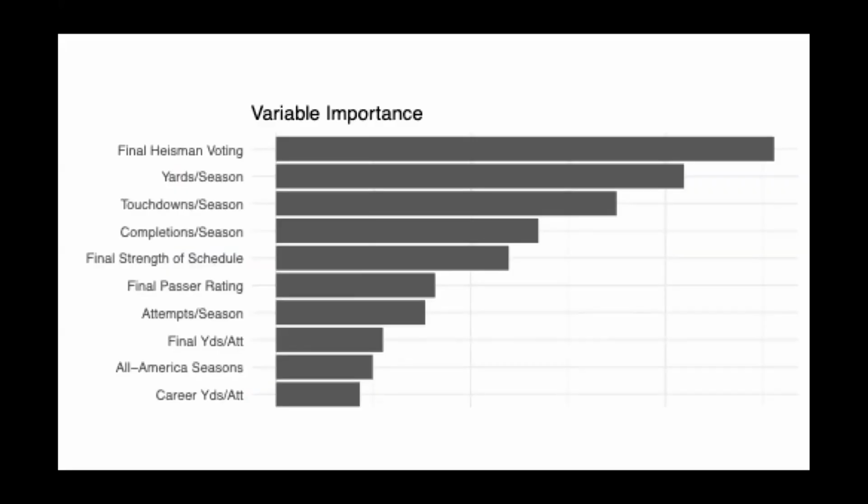So right here, unfortunately, it looks like it is a little bit blurry, but we have the variable importance from our model. We can see that final Heisman voting is the most important variable when it comes to predicting NFL success. And then after that, it is passing statistics and then strength of schedule. It is important to note with this that a lot of the passing statistics were pretty heavily correlated with each other. And so in the future, that's something that we want to consider whenever we're building a model like this.